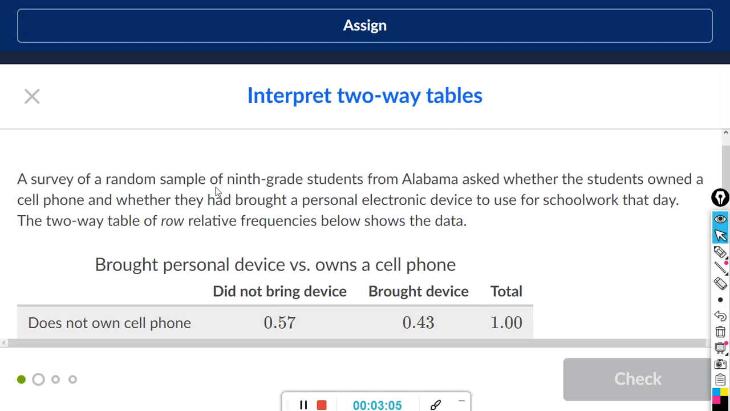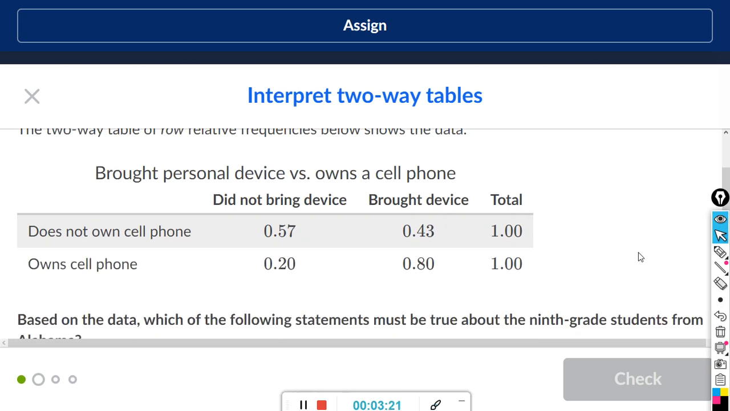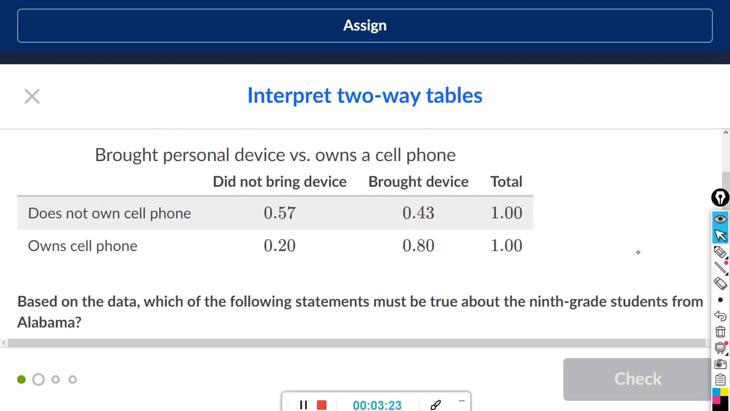Okay, a survey of a random sample of 9th grade students from Alabama asked whether students owned a cell phone and whether they had brought a personal electronic device to use for schoolwork that day. The two-way table of row relative frequencies below shows the data. Okay, so see this total here is 1 or 100%. Okay, so these are just percentages converted to decimal. And notice the row totals, when you add them together, they add to 100%.